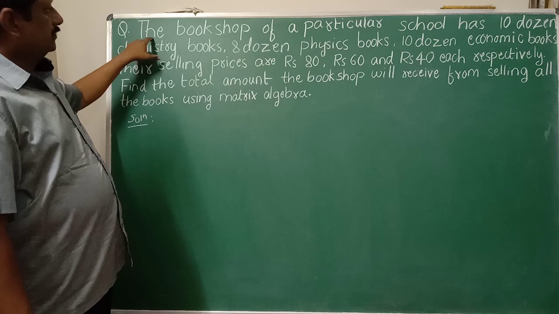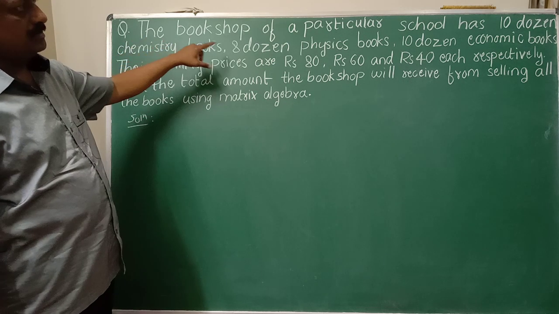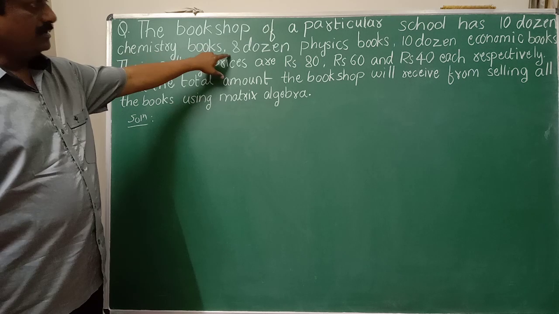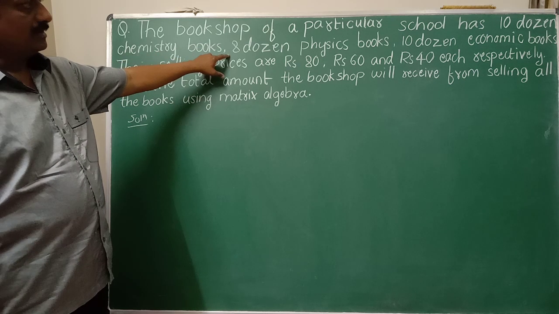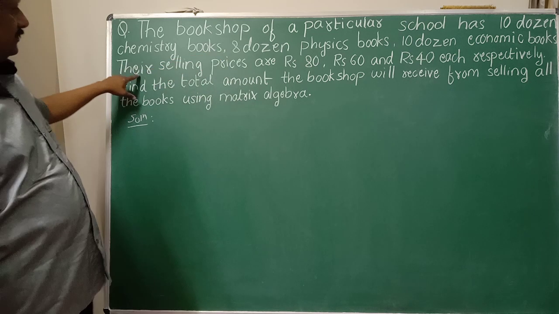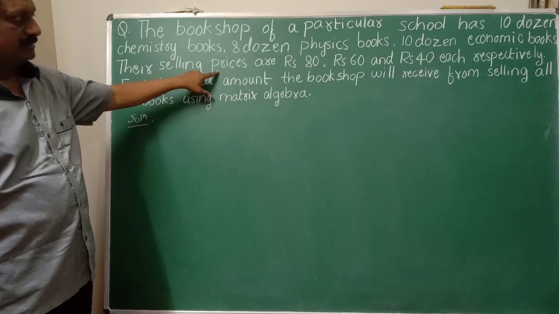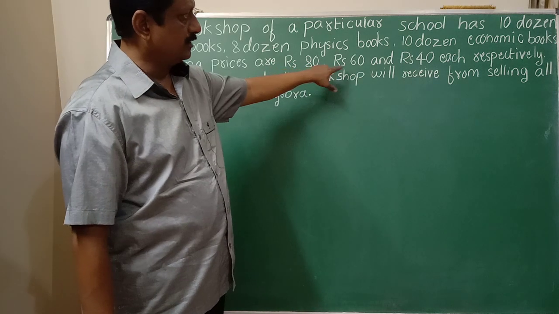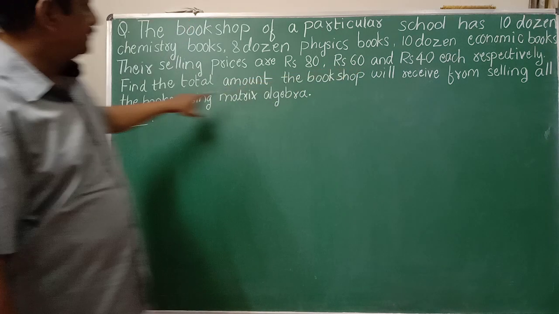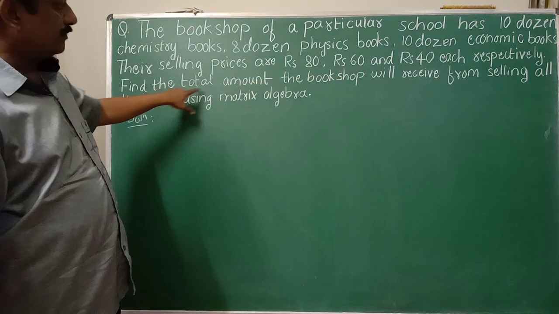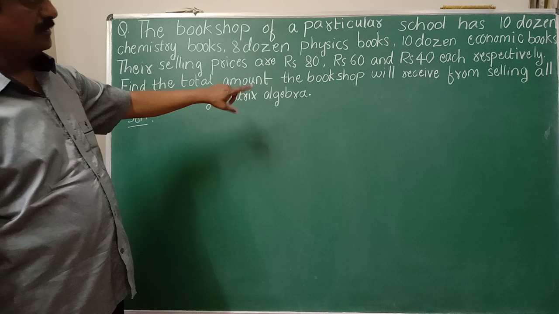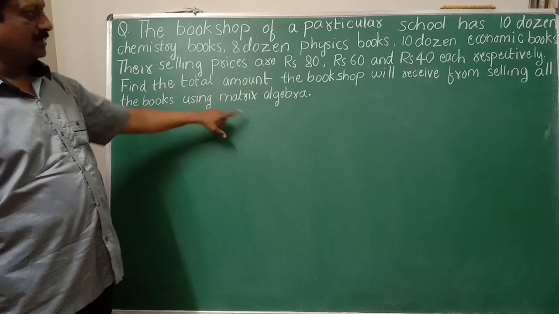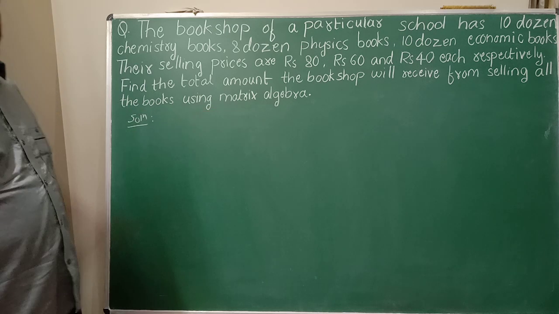Question: The bookshop of a particular school has 10 dozen chemistry books, 8 dozen physics books, 10 dozen economics books. Their selling prices are rupees 80, rupees 60 and rupees 40 each respectively. Find the total amount the bookshop will receive from selling all the books using matrix algebra. So this is the question.